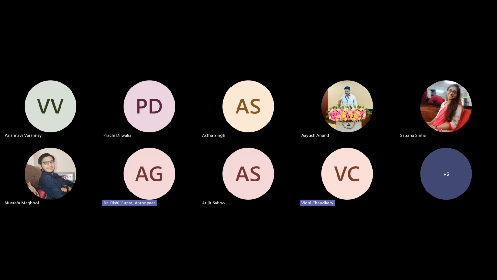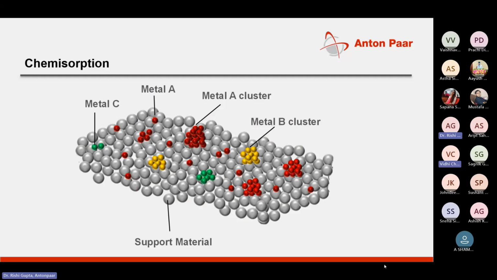About chemisorption, we are basically talking about heterogeneous catalysts where you have a support and the metal deposited onto it. The metal can be of different types, different forms, and different sizes as well.